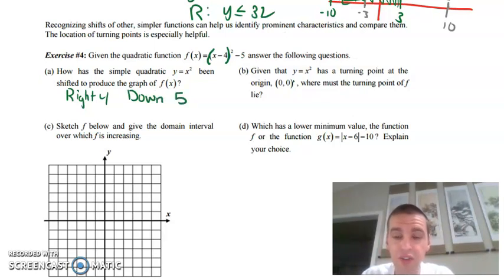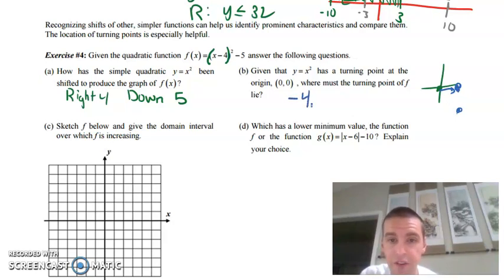So given that the original function has the point 0, 0, where is the new point 0, 0? Well, if I'm at 0, 0, and I shift right 4, I'm at 4 here, and down 5, I'm down 5. I mean, that should be on the line. I understand that. Down 5, I know I'm at positive 4, comma, negative 5. Then it says sketch f below and give the domain interval over which f is increasing. And then which one has a lower minimum value?